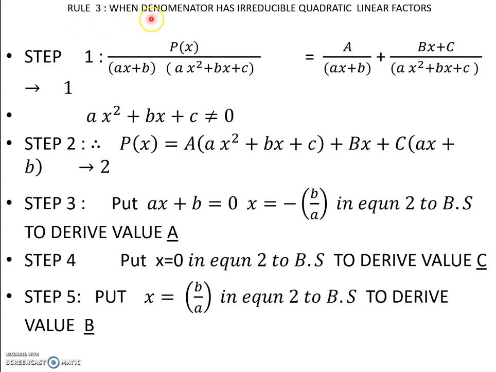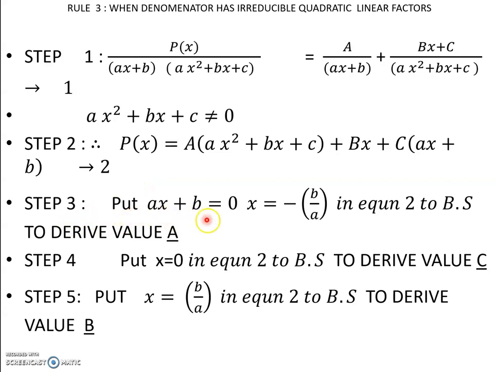Rule number 3. When the denominator has irreducible quadratic linear factors, step number 1: p(x) upon (ax plus b)(ax square plus bx plus c) equals capital A upon ax plus b plus (bx plus c) upon ax square plus bx plus c. Observe that ax square plus bx plus c is not equal to 0. Step number 2, we have to take the cross multiplication. Then we have to cancel the common term. P(x) remains the same: capital A into (ax square plus bx plus c) plus (bx plus c) into (ax plus b). It is equation number 2.